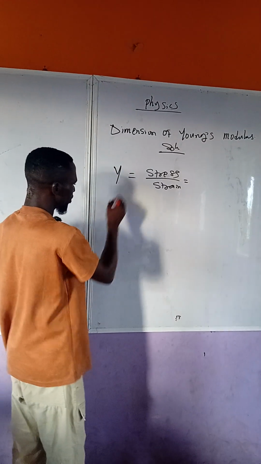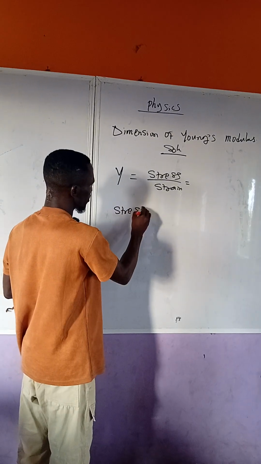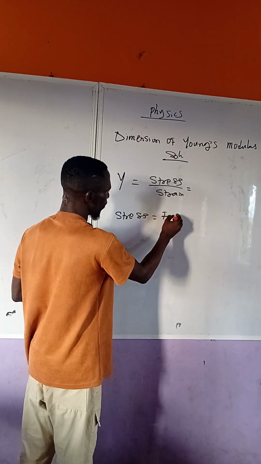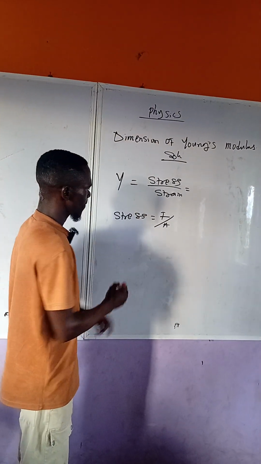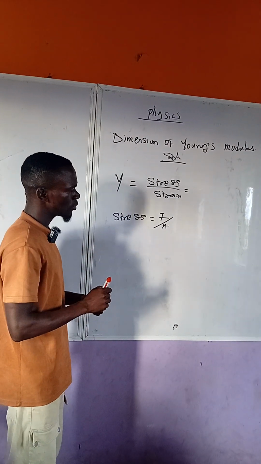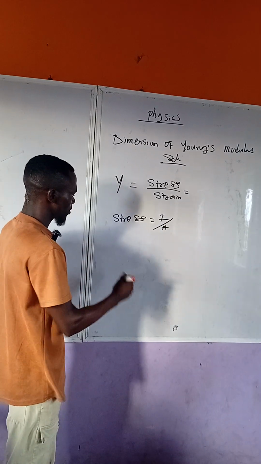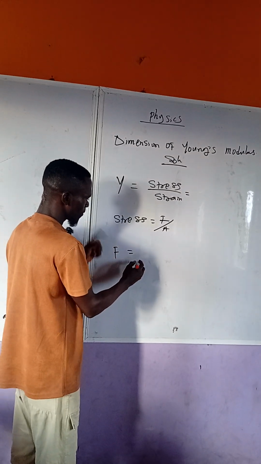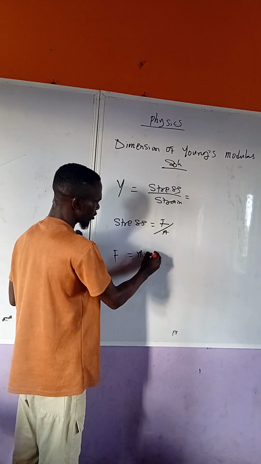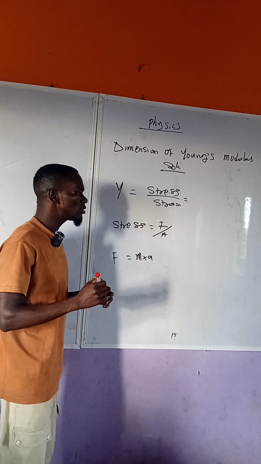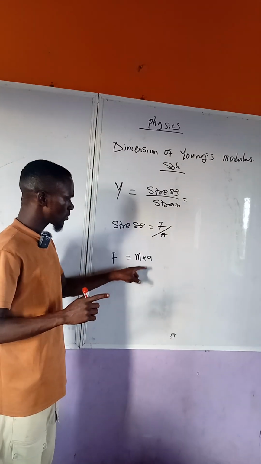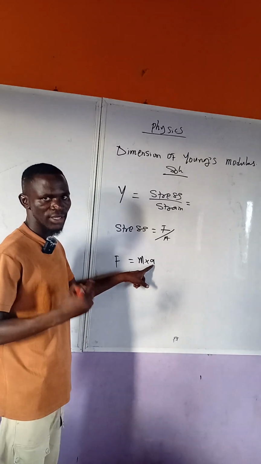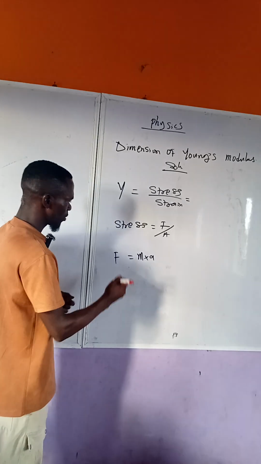Note that the formula for stress is force over area, right? Now let's break this down first. Let's go and get the dimension of force first. So we have force equals mass times acceleration due to gravity. When coming to dimensional analysis, the mass remains M. For acceleration, let's go and get acceleration first.